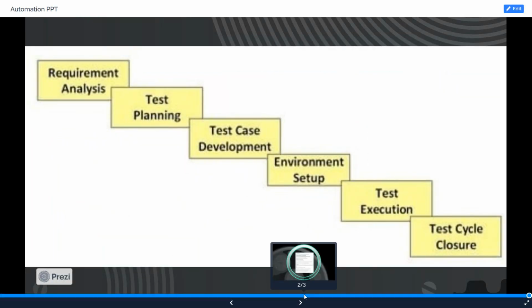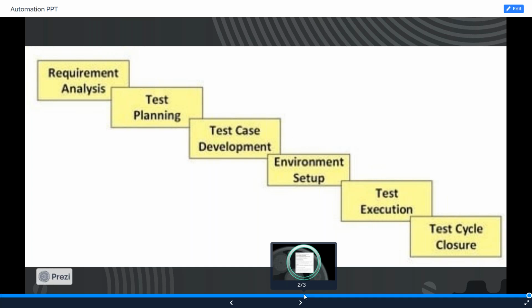Now coming to this STLC, the software testing lifecycle. So what does it do here? In the requirement analysis, we will get the requirements document for further study. If the requirements are clear, then we can start writing test scenarios and test cases. If the requirements are not clear, we can have a meeting with the business analyst for clarification.